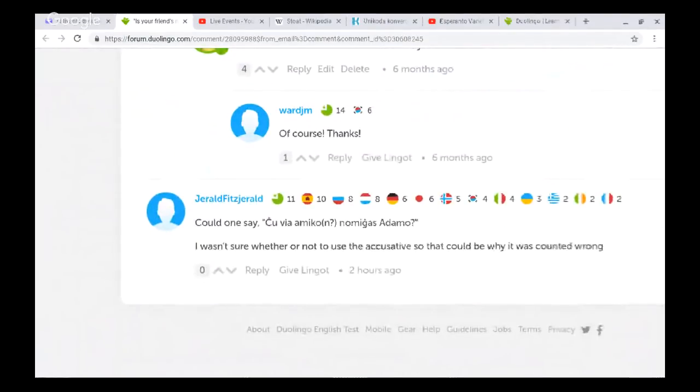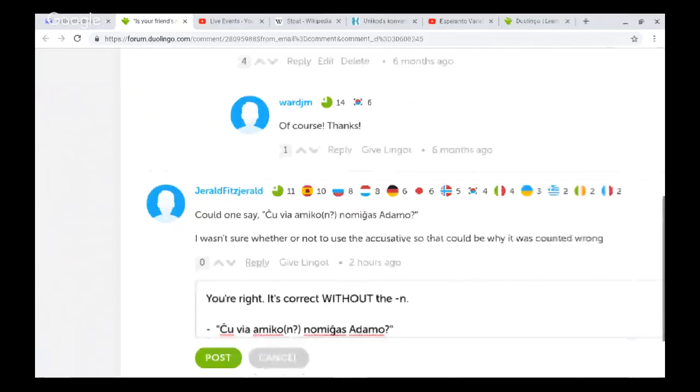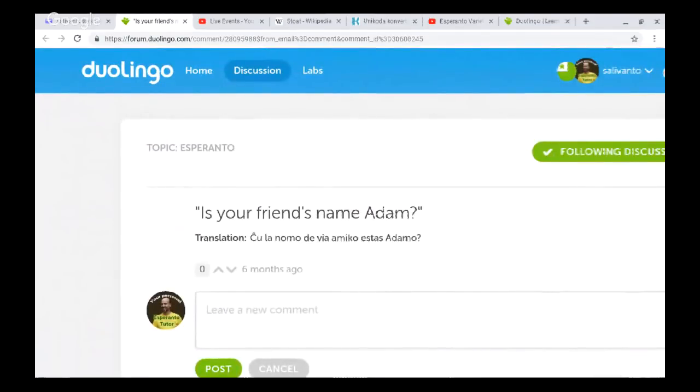What is a good answer? Can we say "Ĉu via amikon nomiĝas Adamo"? I'm going to say yes. You can say that. Ĉu via amiko nomiĝas Adamo. So I'm going to copy that because I don't have my Esperanto keyboard. I wasn't sure whether or not to use the accusative, so that could be why I was counted wrong. Okay, so I'm going to say it like this. Yeah, you're right. It's correct without the N. Ĉu via amiko nomiĝas Adamo? What was the original sentence? Ĉu la nomo de... All right. So here's the other thing I'm going to say. So here's the original sentence. Is your friend's name Adam?